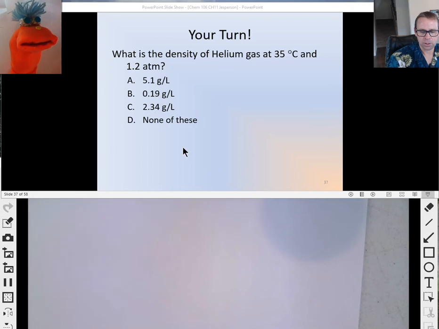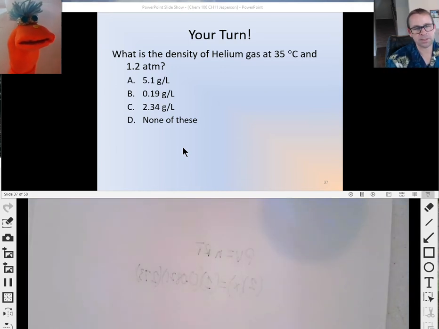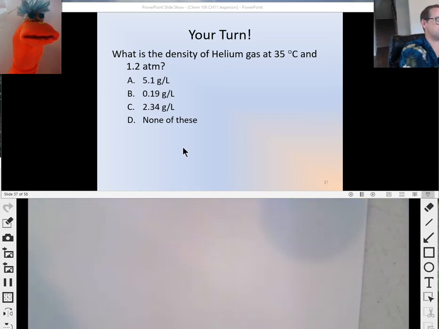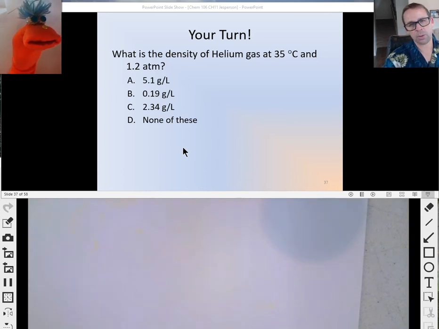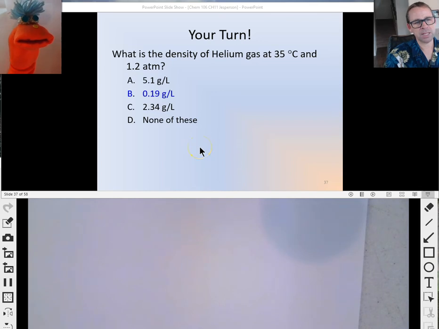Okay, so we just ran through one of these. So if you can't remember how to do this, you can go back a little bit and see how we identified the density. The answer here is B, 0.19 grams per liter. Good. Hopefully you took a chance to practice that one.